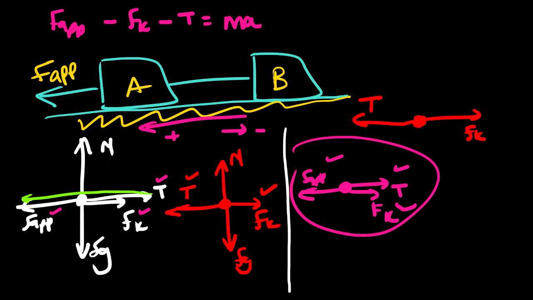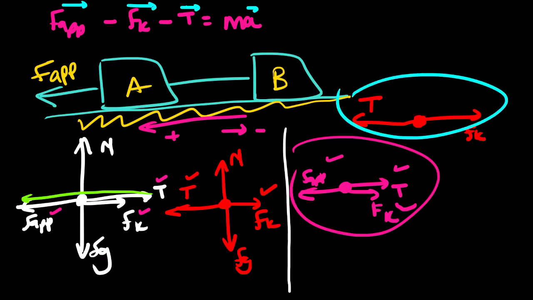The second one, for B, by the way, let us not forget including this. These are vectors. Now for B, we are going to have only two forces. Tension will be positive because it's pointing to the positive direction. Minus kinetic friction, which is in the opposite direction, equals to MA. And you should know that when you're dealing with tension, there is no way that tension can be positive positive or negative negative for both of these objects.